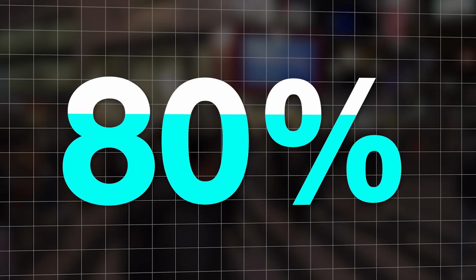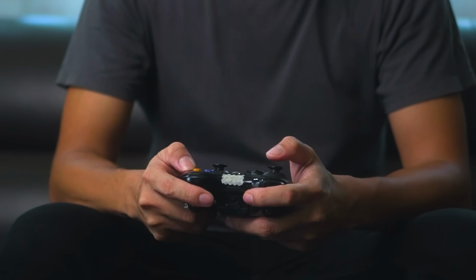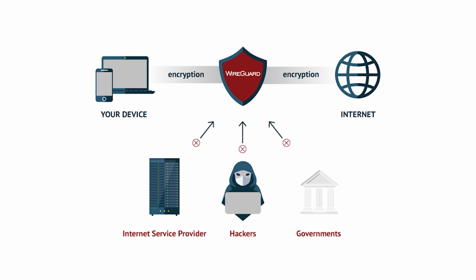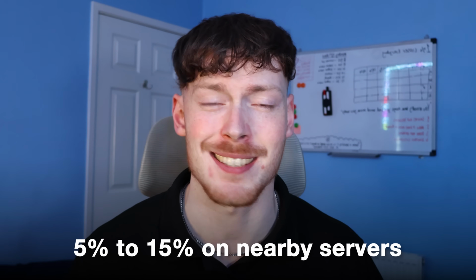VPN is the default answer for about 80% of people because it covers system-wide traffic, not just your browser. Streaming, apps, games, everything runs through it. Modern VPNs using the WireGuard protocol reduce your connection speed by about 5 to 15% on nearby servers, which most people don't notice. Now, which brand to choose?